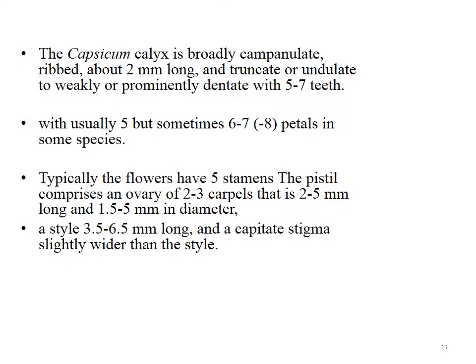The calyx is broadly campanulate, ribbed, around 2 mm long and truncate or undulate to weakly or prominently dentate with 5 to 7 teeth, with usually 5 but sometimes 6 to 7 petals in some species. Typically, flowers have 5 stamens. The pistil comprises an ovary of 2 to 3 carpels, 2 to 5 mm long and 1.5 to 5 mm in diameter. The style is 3.5 to 6.5 mm long and the capitate stigma is slightly wider than the style.